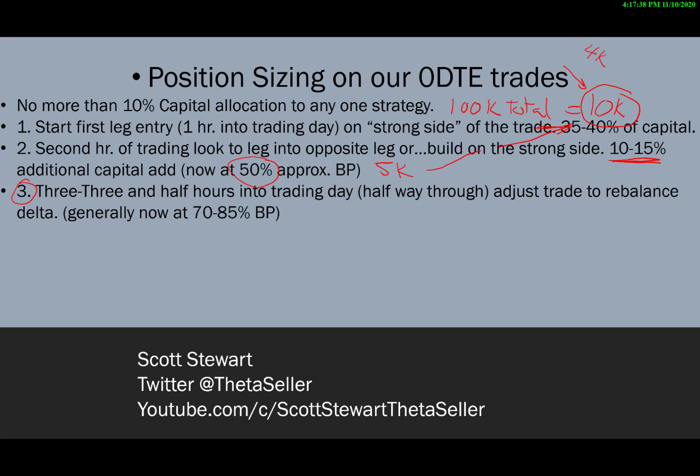So as I do that here, I'm probably going to add, again, on our example here of a $10,000 account, somewhere between $2,000 and maybe as much as $3,500 to the trade. So at this point, I'll probably be 70 to 85% invested. So you can see here now that it has taken basically a whole half day of trading to get up to a 70% or 85% buying power level.